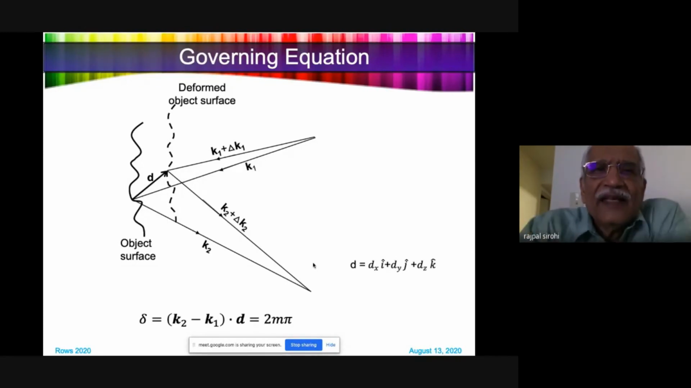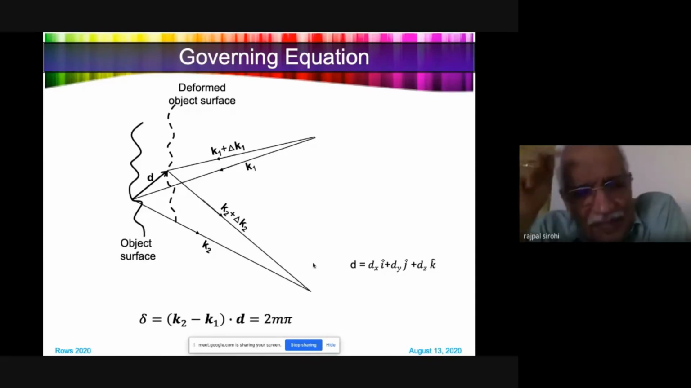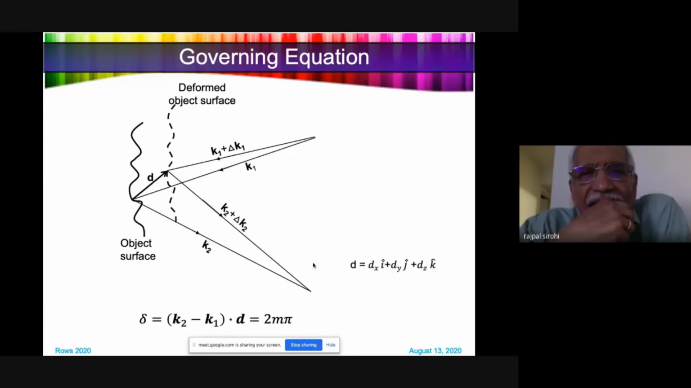K1 and K1 plus delta K1 are the propagation vectors in the illuminating beam. And K2 and K2 plus delta K2 are the propagation vectors in the observation direction. And D is the deformation when the object in its initial position is deformed by an external agency to a new position. So D has got these three components, dx, dy, dz.